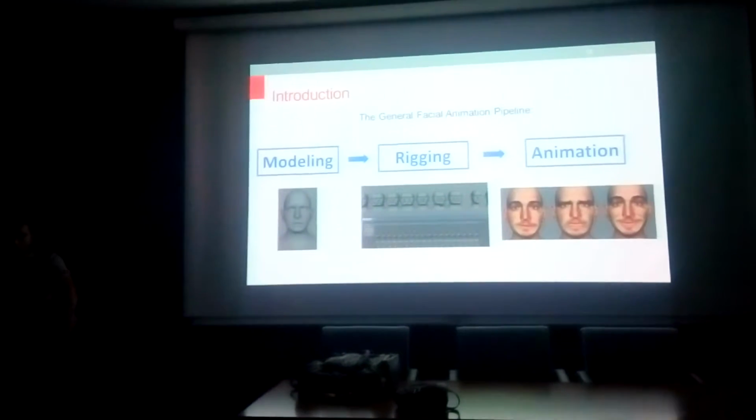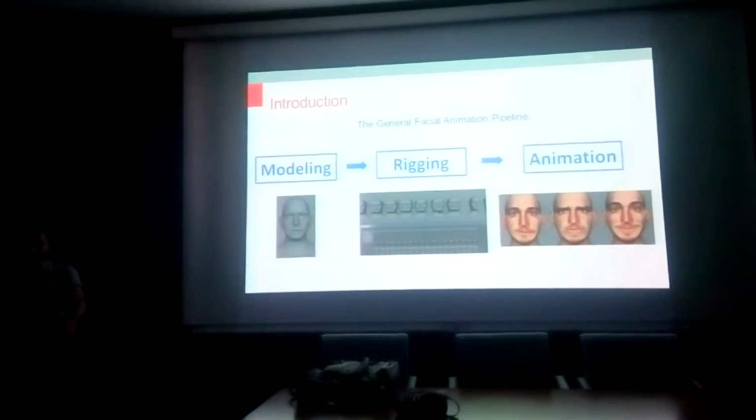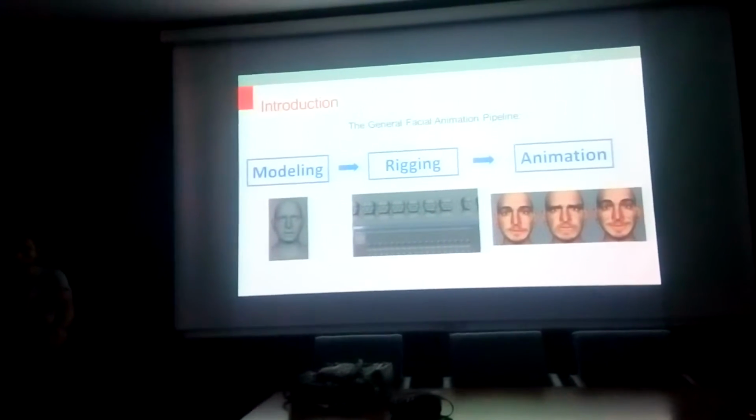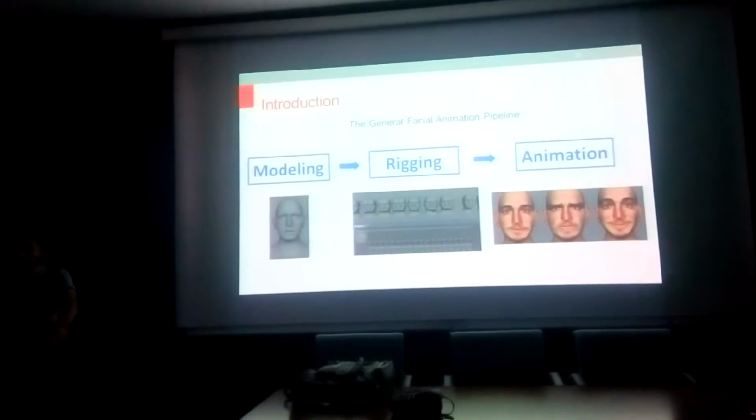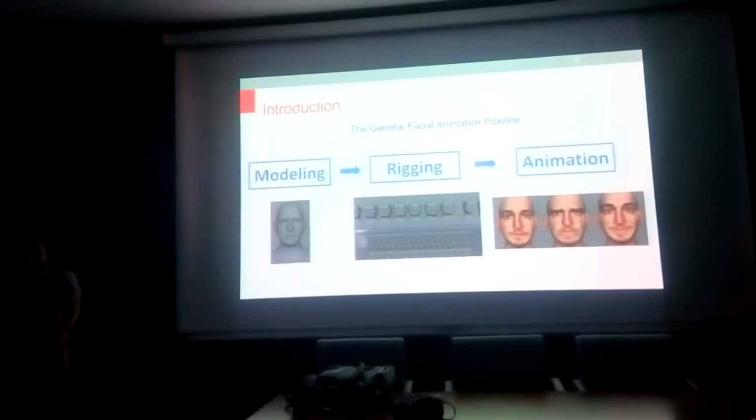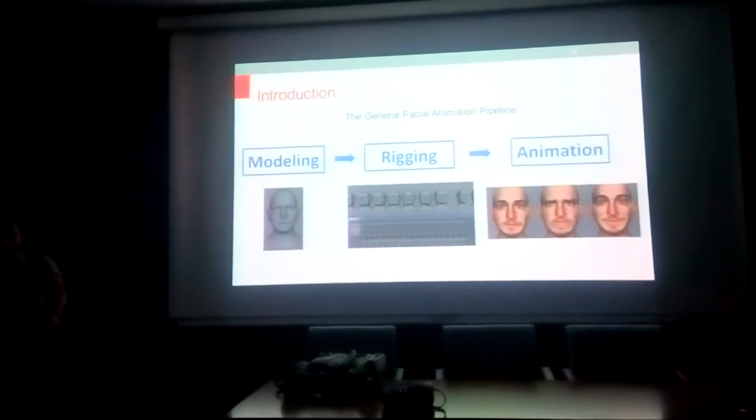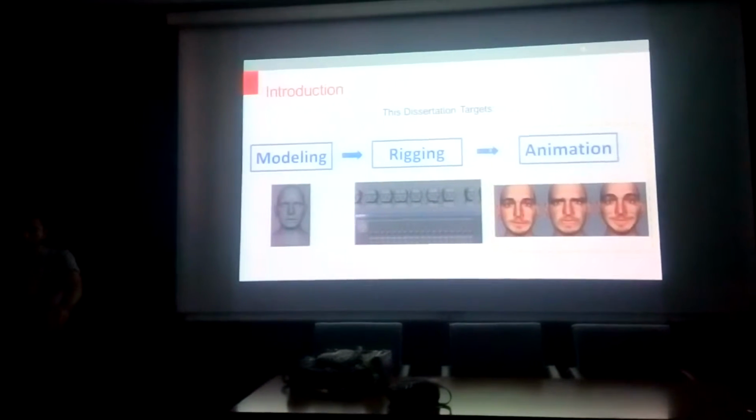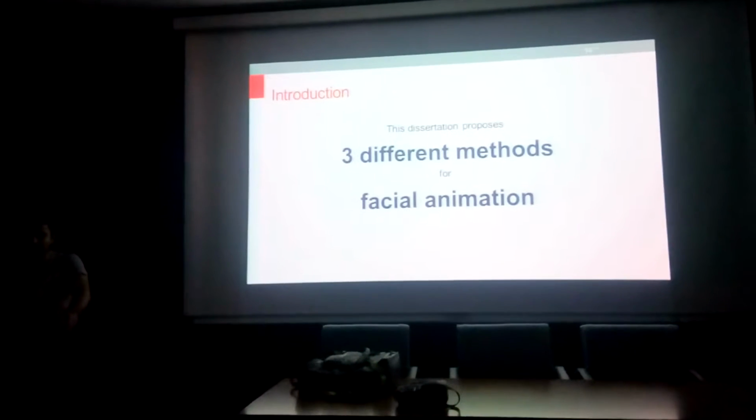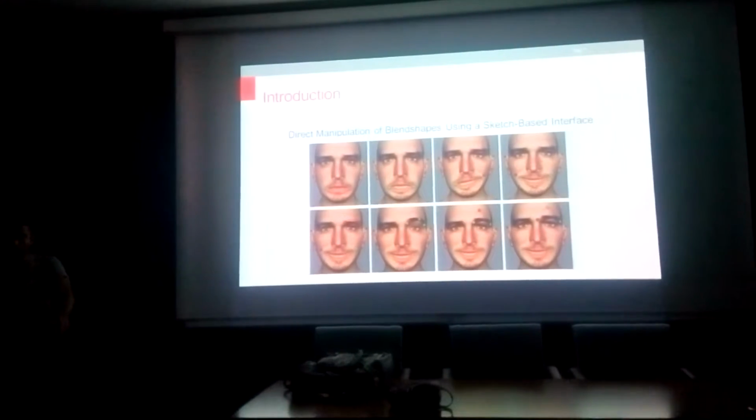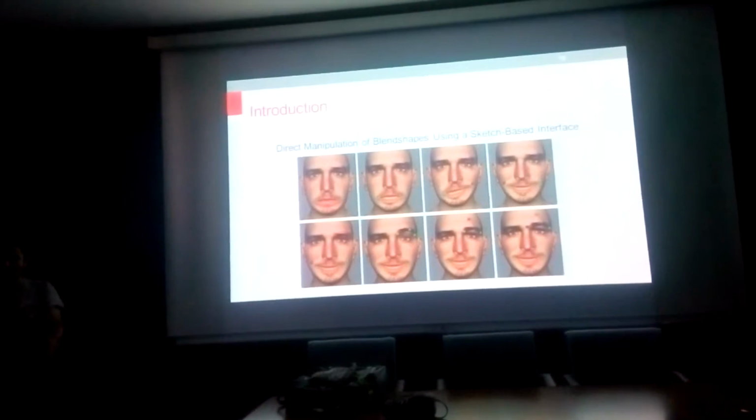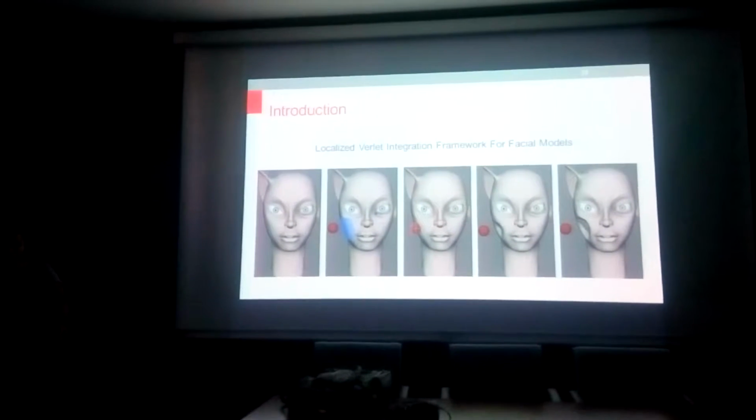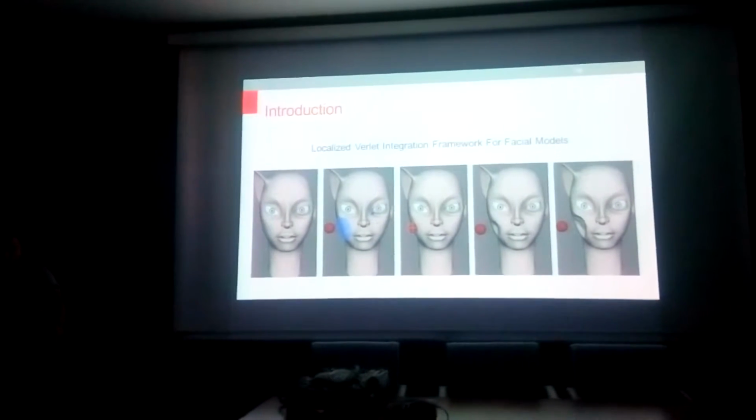The general facial animation pipeline is divided into three major stages. The first stage is modeling, where the model is created by a scan of an actor's face or an artist's sculpt work. Then comes the rigging stage, where the model is decorated with the control structures that are used to deform or pose the face. And the final stage is animation, where animators parameterize the rig structures to create the keyframe animation. This dissertation targets the animation stage with three different methods for facial animation. First is direct manipulation of blend shapes using a sketch-based interface. Second is transposition-based blend shape direct manipulation. The last is the localized Bernstein integration framework for facial models.